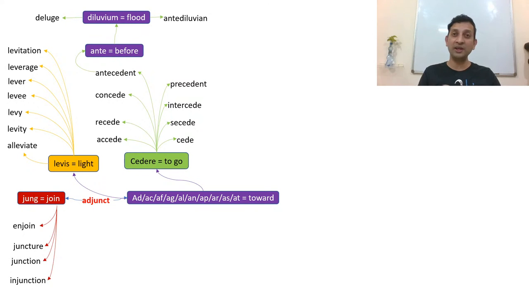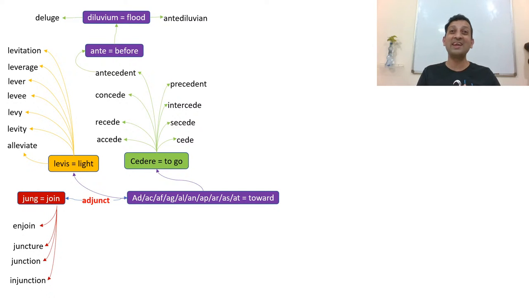Jung, which means join, which gives you the word enjoin, when you have been told by the court or by an authority to do something or not to do something. Juncture, a point in time where a critical decision has to be made. Junction, a meeting area of trains, of roads, could be anything. Injunction, another word for enjoin. Enjoin is a verb, injunction is a noun. It's a formal order from a court of law asking you to do something or prohibiting you from doing something. That was the first four words we got from the root jung.